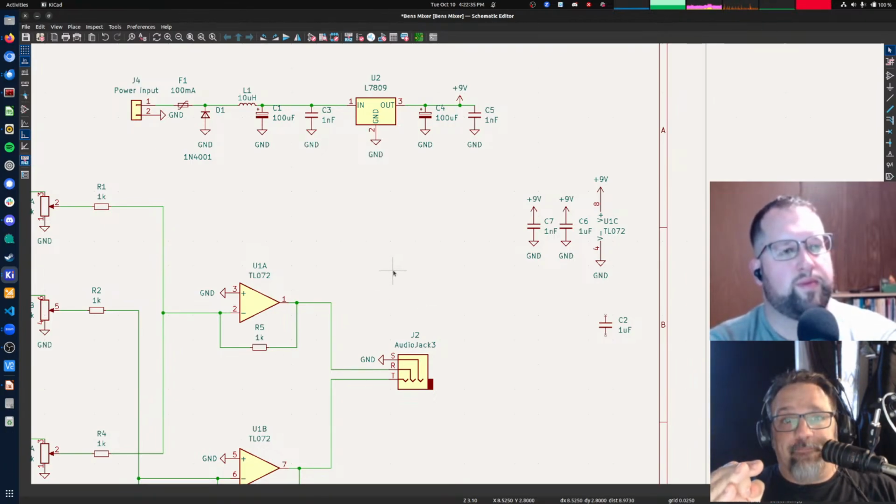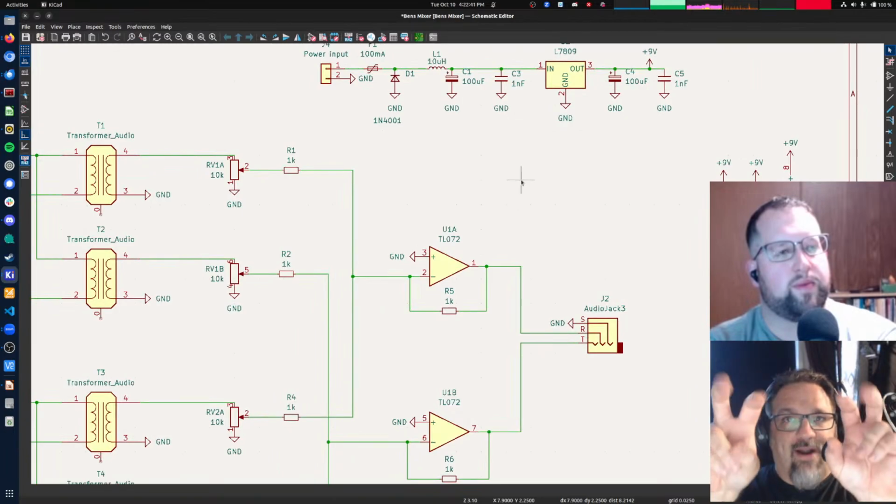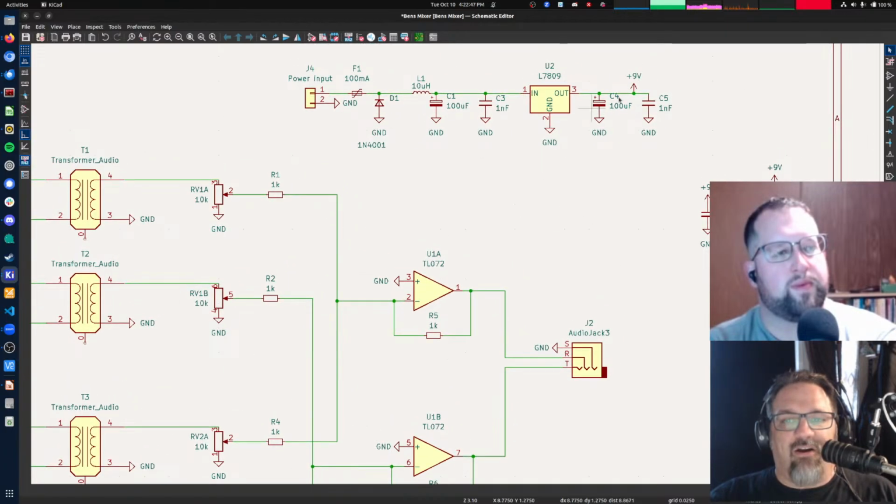We don't want to do that. So instead, what we have to do is generate our own ground. It's a virtual ground. It is a voltage that is halfway between our positive supply, which is 9 volts, and our negative supply, which is ground. So we need to generate a power supply that is at 4.5 volts.